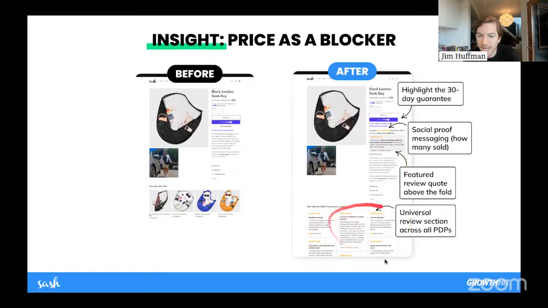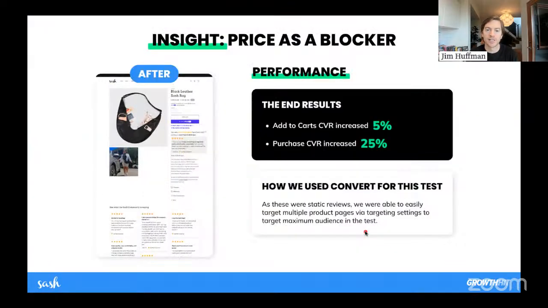And then again, we wanted it to be overflowing with social proof here. So this was one experiment we did with them just to address price. What was exciting was seeing the lift in the purchase conversion rate by 25%, and then the add to carts by 5%.